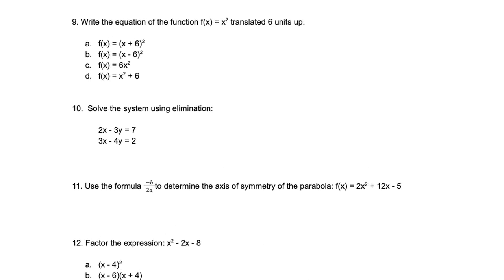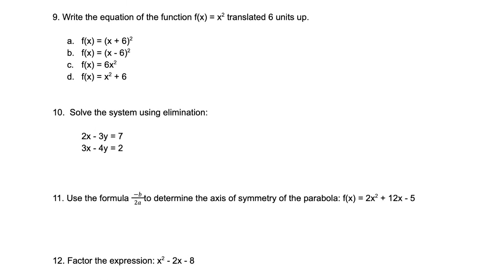Page 2. See, write the equation of the function. I've translated 6 units up. Well, we just kind of saw that. If you want it to go up, you add the 6 on the outside. So x squared plus 6.